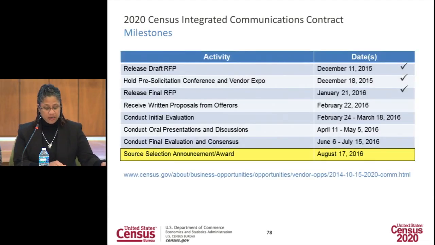On the screen now is a list of our milestones. These milestones were posted to our business opportunities pages on census.gov in October, actually October 27th of 2015. After we released the draft RFP, we held a pre-solicitation conference and a vendor expo on December 18th. There were approximately 127 vendors represented in attendance, and of those, 80 were small businesses. We are on track to award our contract in August of this year, and I'm going to turn it over to Lisa now.